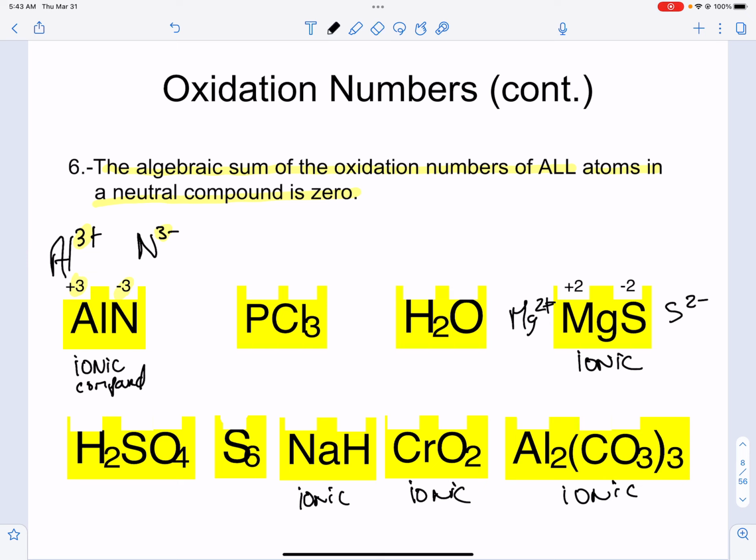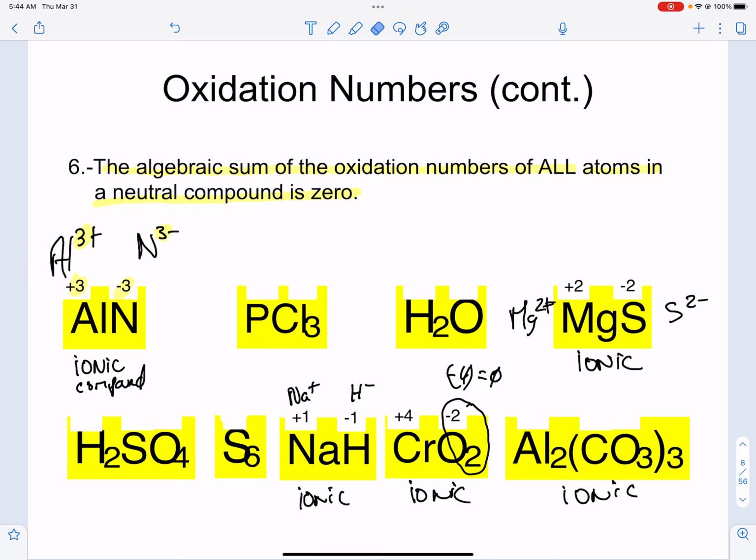On this one here, sodium is plus 1. So hydrogen will have to be minus 1 because rule number 6 tells us that it has to be all zeros, right? So minus 1 plus 1. We know that oxygen is minus 2. There are 2 of them, so that's minus 4. Altogether has to be 0, so the chromium has to be plus 4.